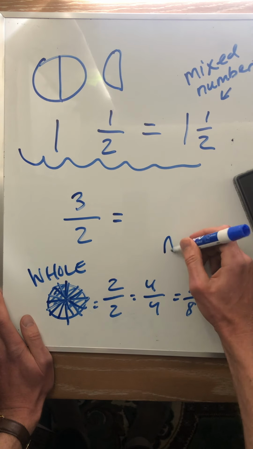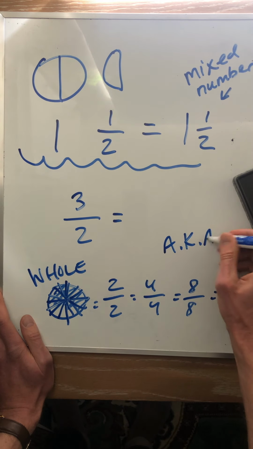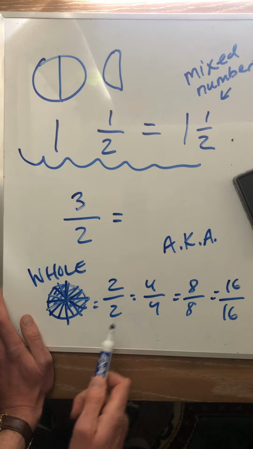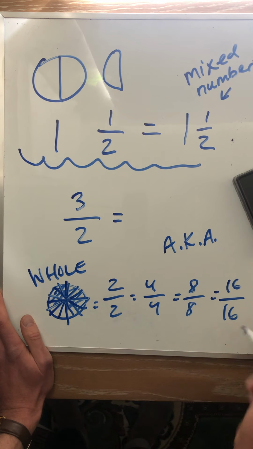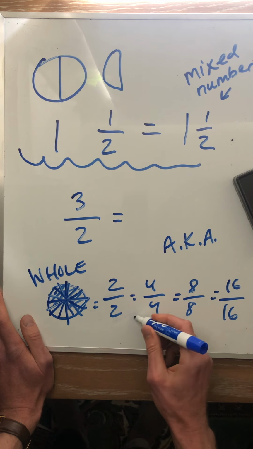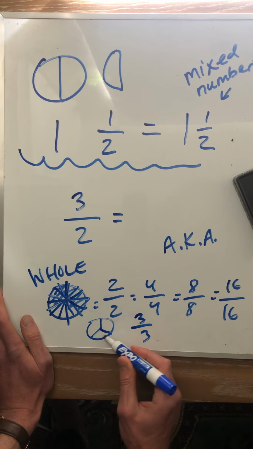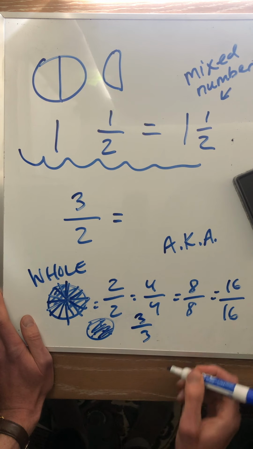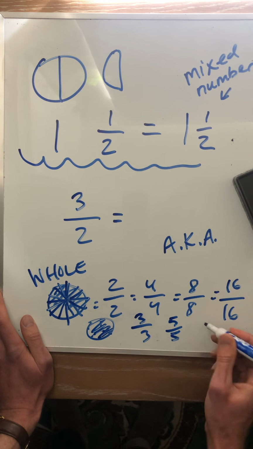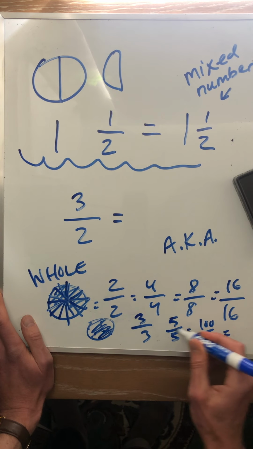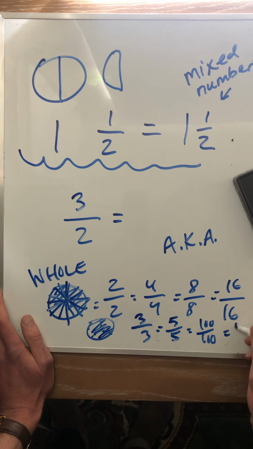Have you heard of the term AKA, like also known as? So a whole could also be known as 2 halves, 4 fourths, 8 eighths, 16 sixteenths. I could also throw in 3 thirds, because guess what? A whole could be 3 thirds too. It means it's cut into 3, but you have all of them. 5 fifths, all the way up to 100 hundredths. They're all the same. 1,000 thousandths.